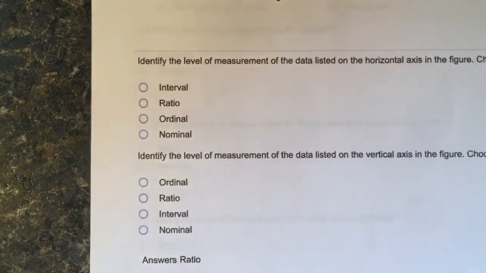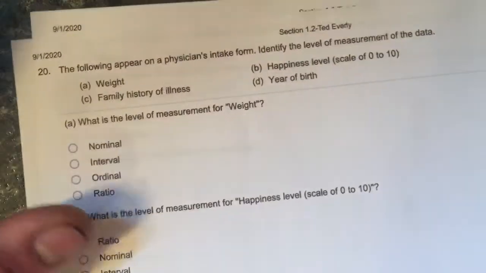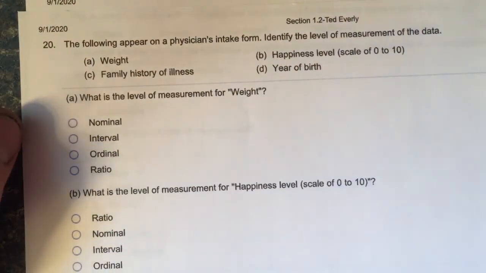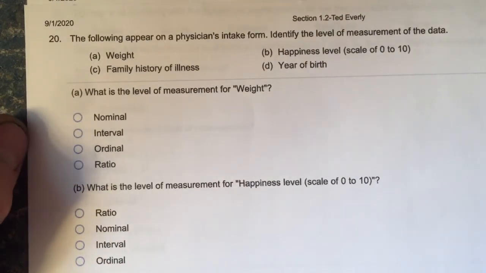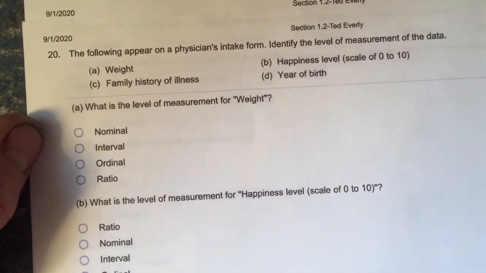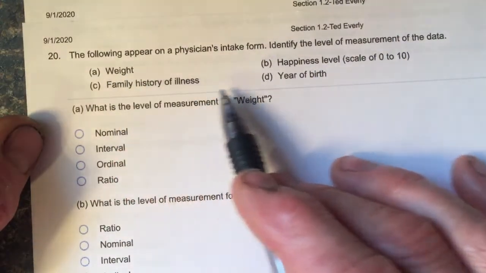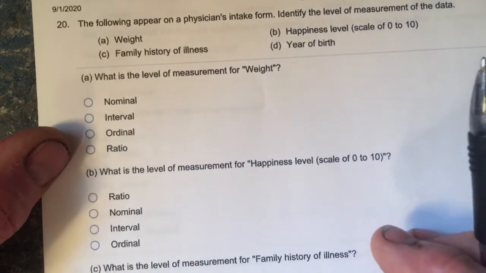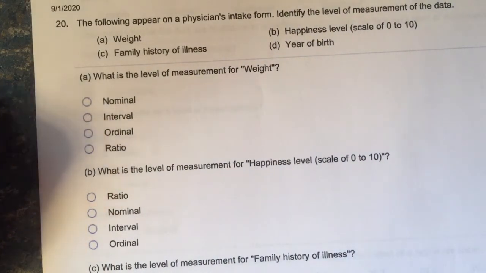Okay. A couple more we'll do here. Right here, number 20. The following appear on a physician's intake form. Identify the level of measurement of the data. All right, so we got weight, we got happiness level, family history of illness, and the year of birth. So if you look at A, what's the level of measurement for weight?